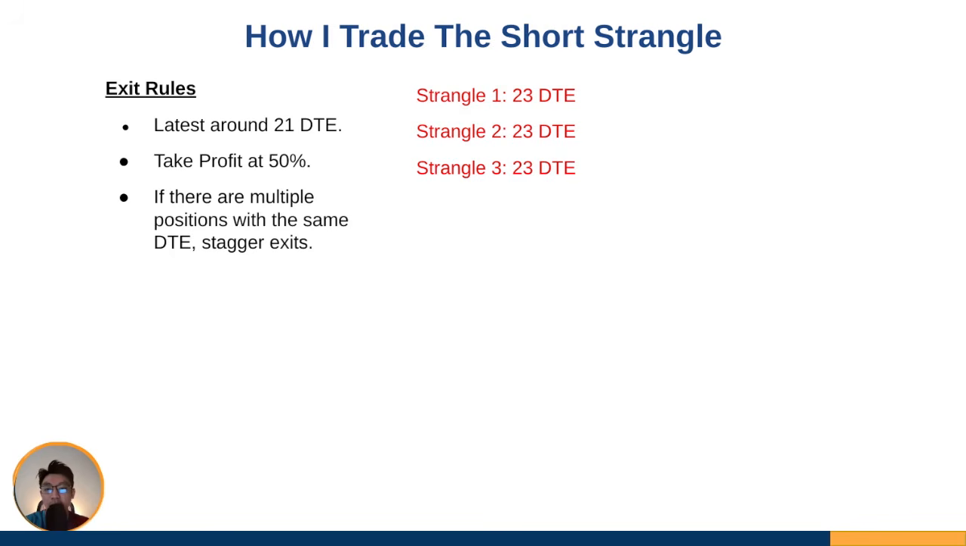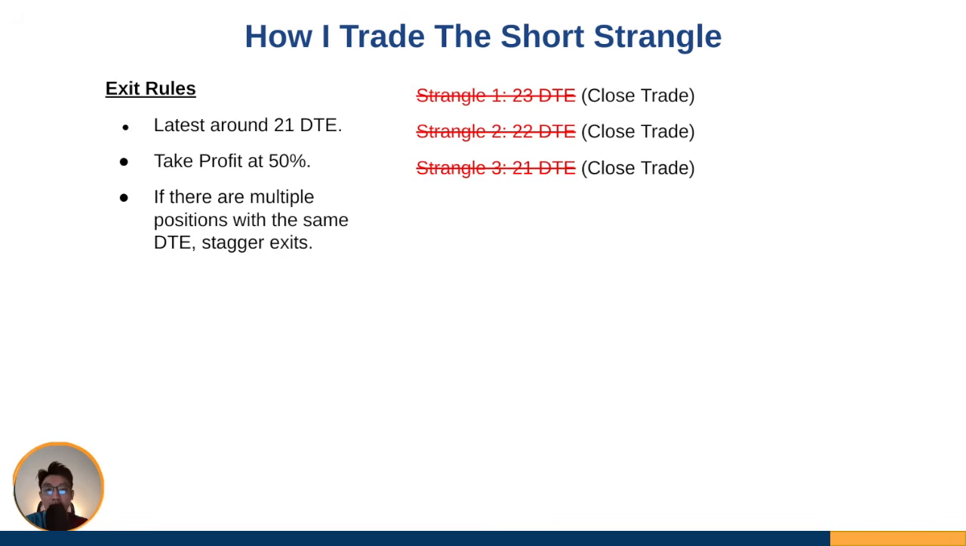Now, the third exit rule is that if there are multiple positions with the same DTE, then I'll generally stagger my exits. Here's what I mean. Let's say, for example, I have 3 Strangles on and all of them have the same DTE, currently at around 23 DTE. At this point, I might just close out one of them first at 23 DTE left, and then just leave the remaining 2. Then the next day comes, and both of them become 22 DTE. At this point, I'll close out one more, and then finally the last Strangle position, which is at 21 DTE, this is when I'll close out the final trade.